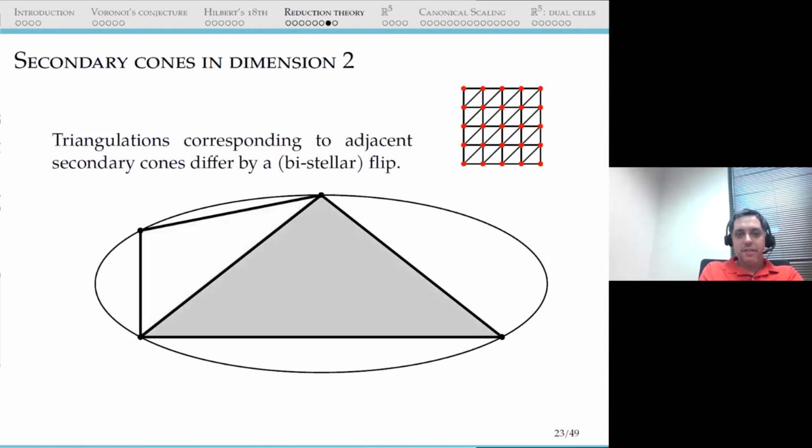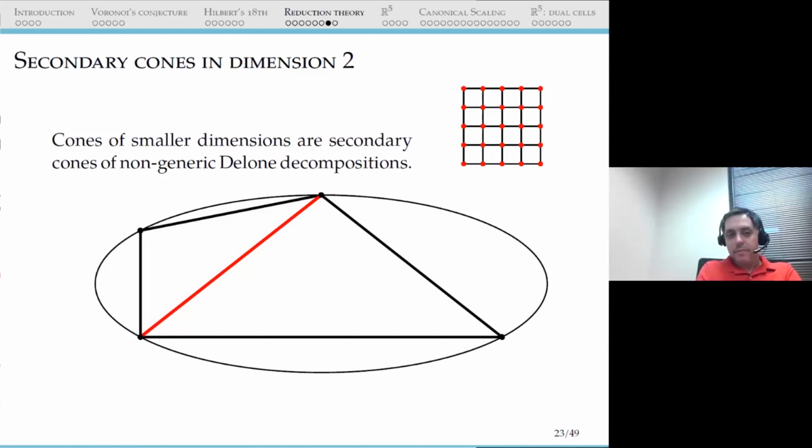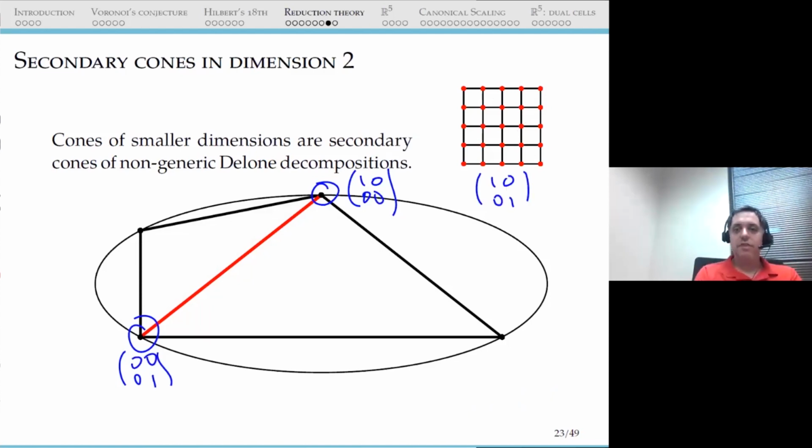Right, so here we have bistellar flips, and those cones that are not the cones of full dimension correspond to Delaunay decompositions, but not Delaunay triangulations. So for example, this one, and if you remember, what are these two vertices? One vertex was 1, 0, 0, 0. This one, 0, 0, 0, 1. If you add those two matrices, then you get the standard Euclidean metric, and that's exactly the Delaunay triangulation for the standard metric. Right, so that's how we can see that as well.